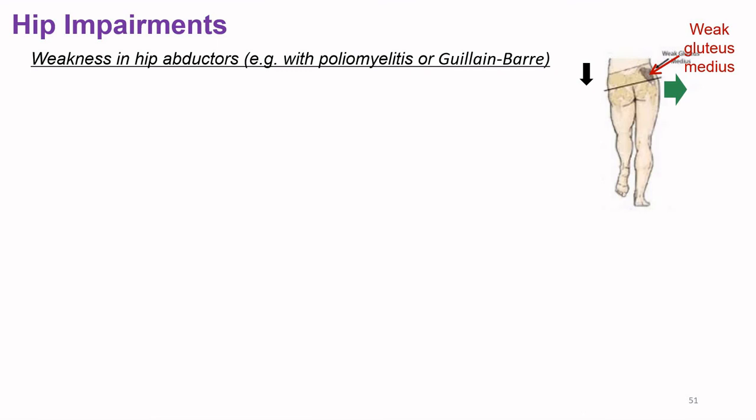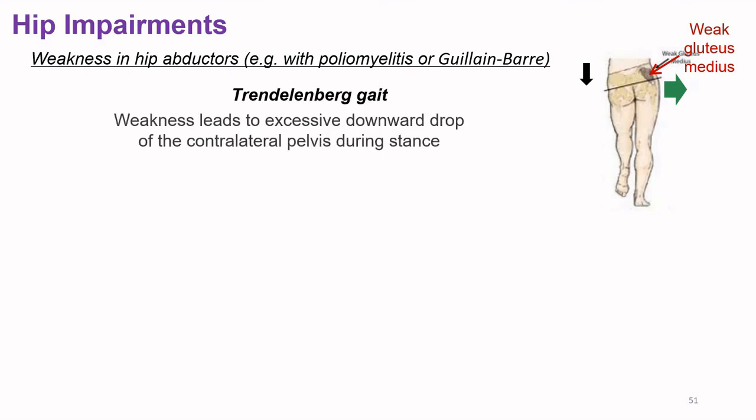Now let's move on to talking about the hip. With conditions such as poliomyelitis and Guillain-Barré syndrome, we observe weakness in hip abductors. Hip abductor weakness often produces a Trendelenburg gait, where, for example, a weakened gluteus medius would lead to an excessive downward drop of the contralateral pelvis during the stance phase of gait, as we can see in the figure on the right.